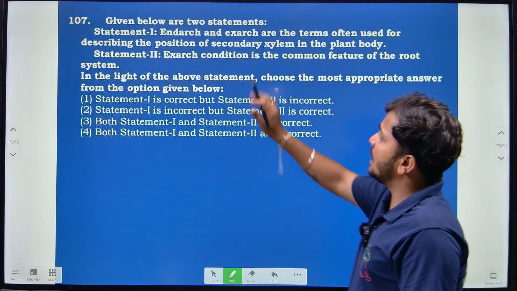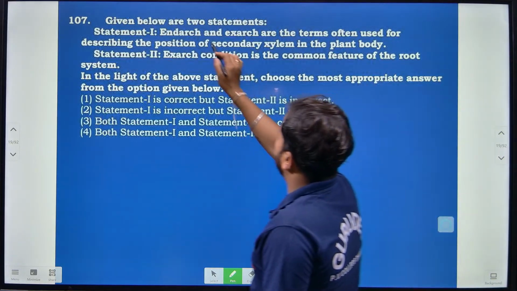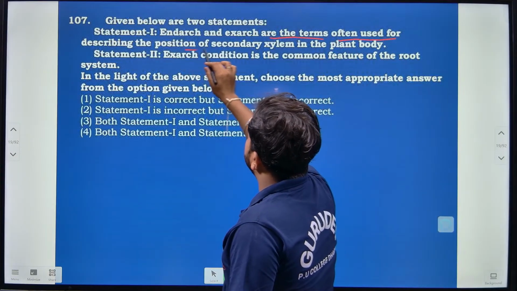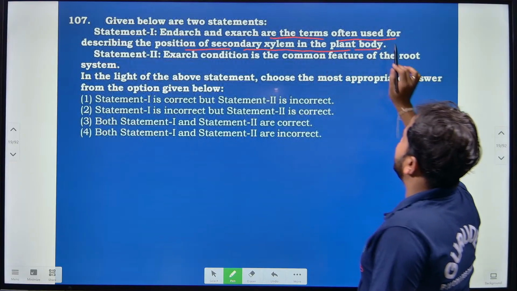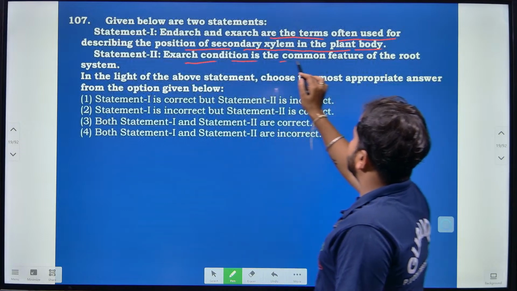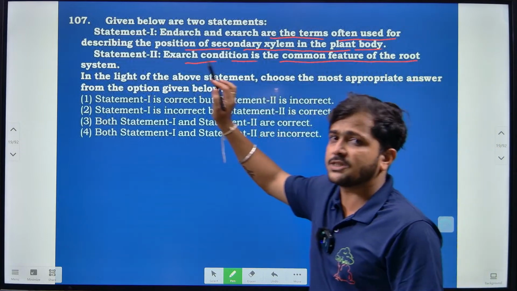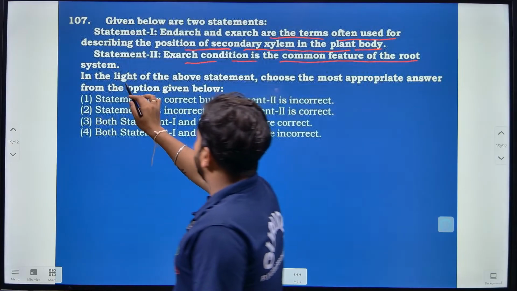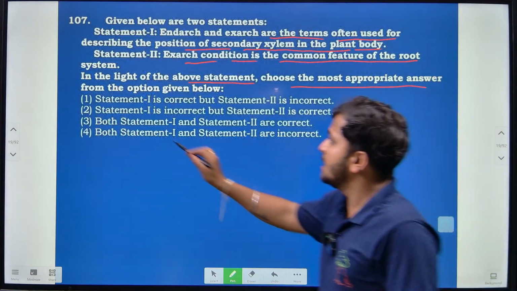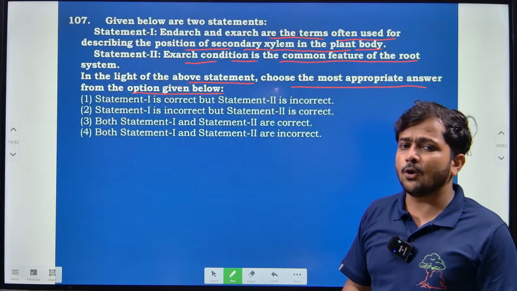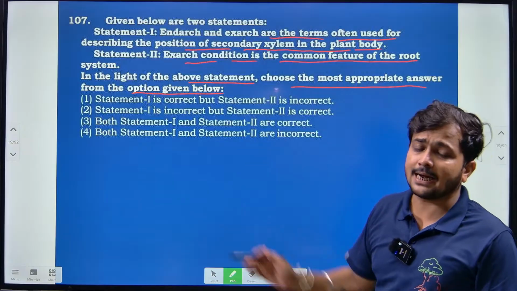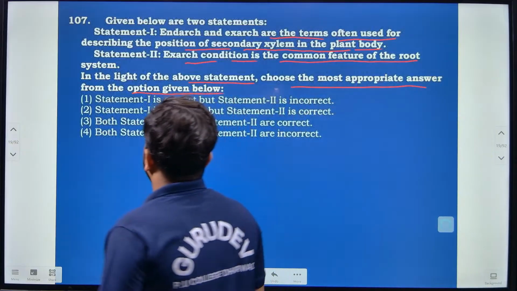Then, given below are two statements. Statement 1: endarch and exarch are the terms often used for describing the position of secondary xylem in the plant body. Statement 2: exarch condition is the common feature of the root system. In the light of the above statements, choose the most appropriate answer from the options given below. You have to find which statement is correct or incorrect.